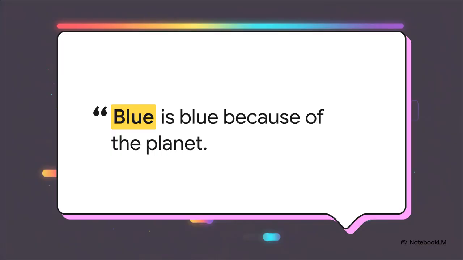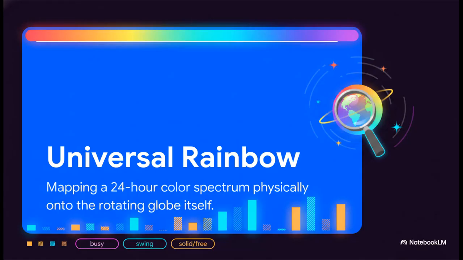To solve this incredible friction, the creators of this protocol propose something unbelievably radical. They state, very simply, blue is blue because of the planet. Let the scale of that just sink in for a moment. We're talking about moving away from a localized personal calendar to a planetary-scale evolution of time itself. They call this concept the universal rainbow. It completely divorces time from numbers and local geography. Instead of looking at a ticking clock on your wall, imagine taking a 24-hour color spectrum and mapping it physically onto the rotating globe itself. We are literally abandoning local time entirely and adopting a God's-eye view of planetary mechanics.